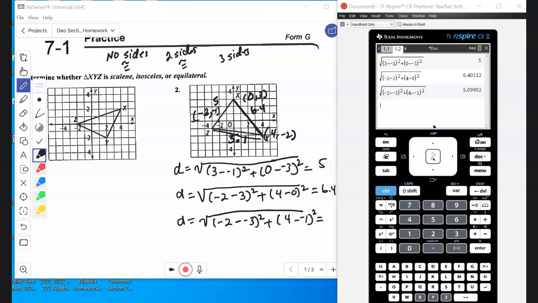So I'm going to say that each of the distances, or the lengths, of the triangle were all different. So I'm going to say that this triangle is scalene. Why is it scalene? Because all the side measurements are different.